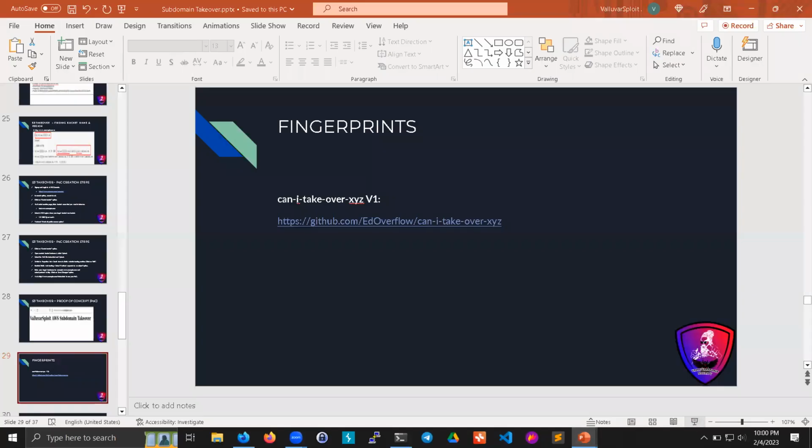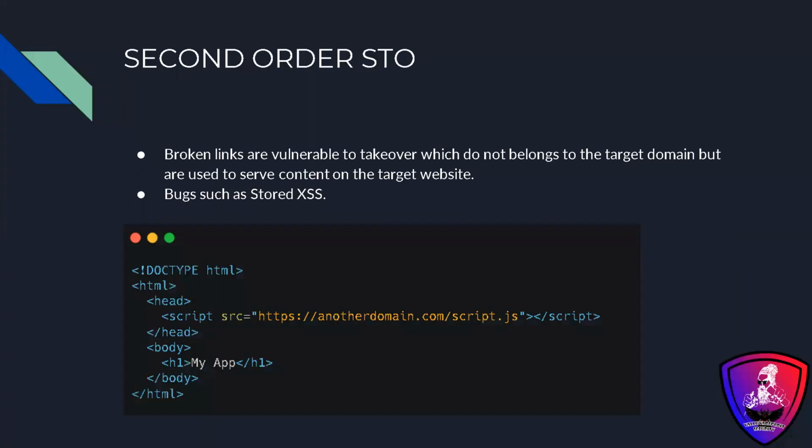Great. Now let's talk about second order subdomain takeover. Previously we have seen the first order, and now it's the second order. Here, we can look for broken links. We can go to the target application and check the URLs, and check for broken links.